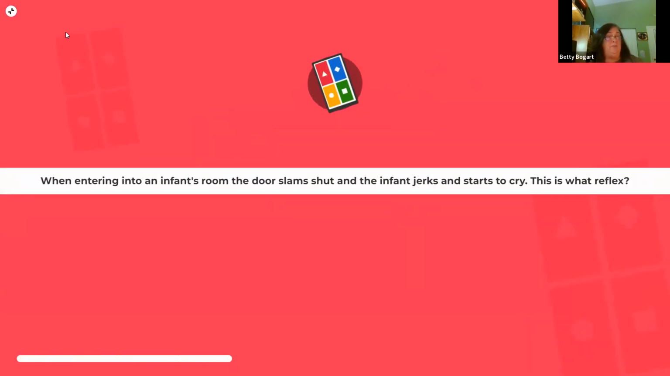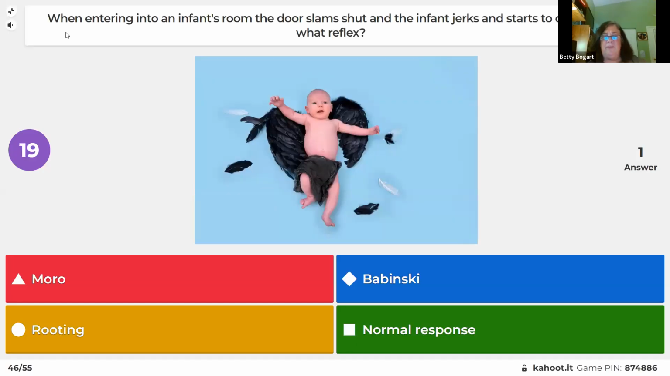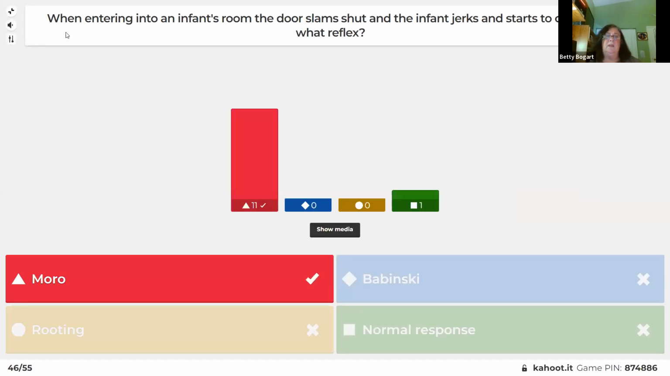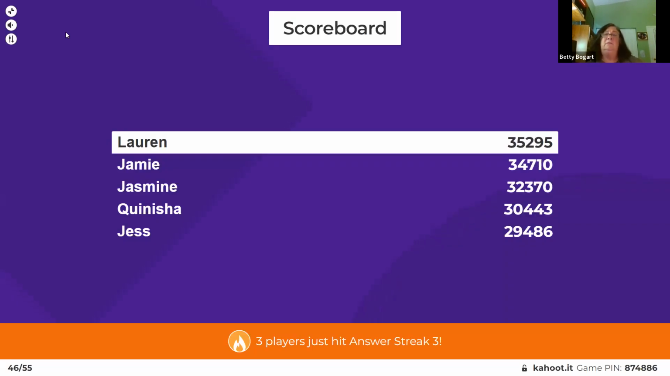When entering an infant's room, the door slams shut and the infant jerks and starts to cry. What is that reflex called? It's called Moro or startle reflex. That is some of the reflexes that you will see mentioned. And you'll see, if you bounce their isolette or their little crib they're in, you'll see them jump, their hands splay out just like that.